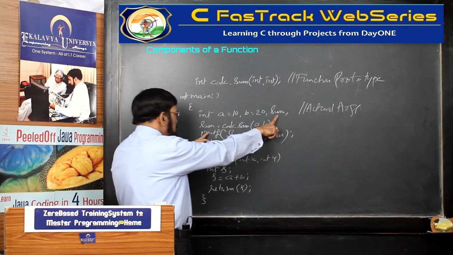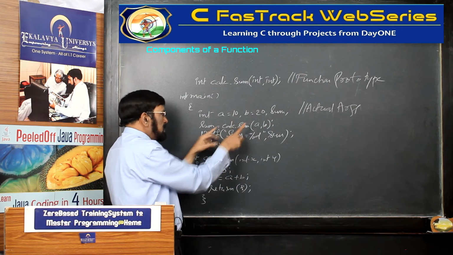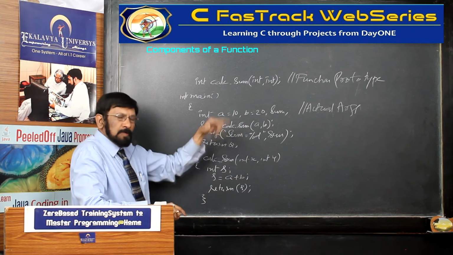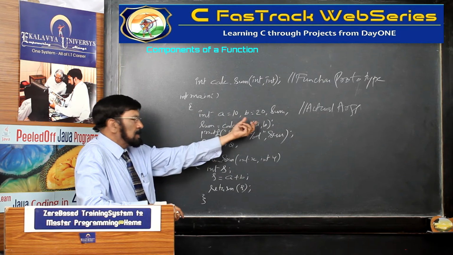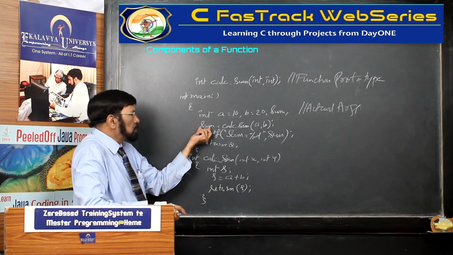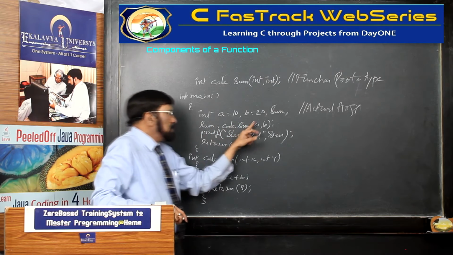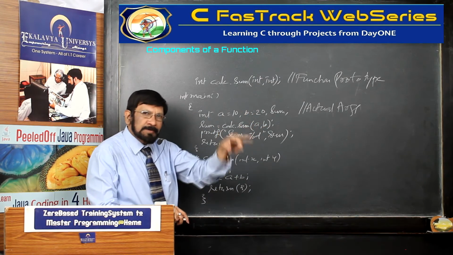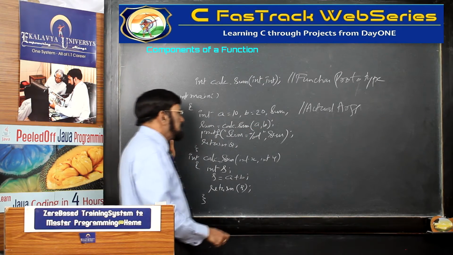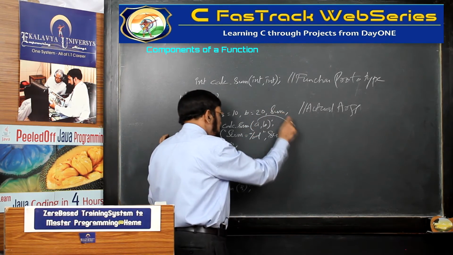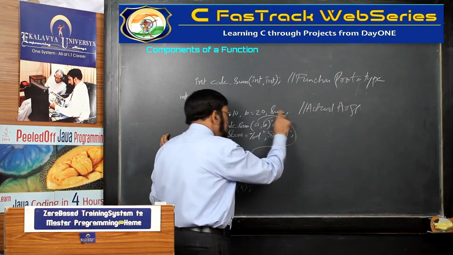That's why sum is already declared, and you are putting it here. So when you call that, it receives the value of the sum that should be stored here. Now the A and B values are passing arguments. These are called passing arguments. Then where do they go? A goes here, B goes here.